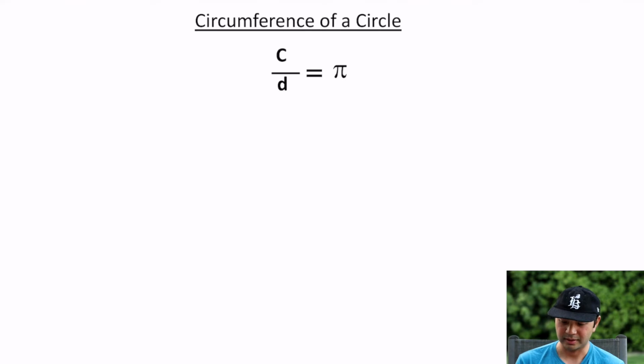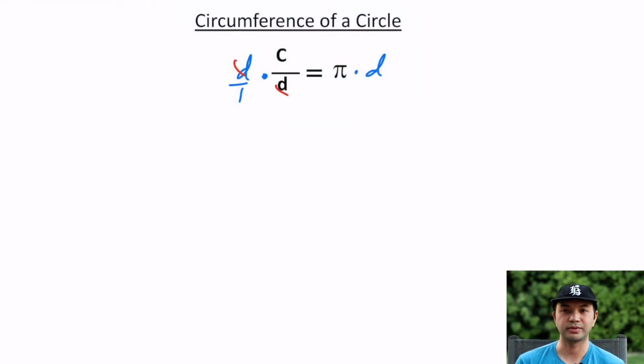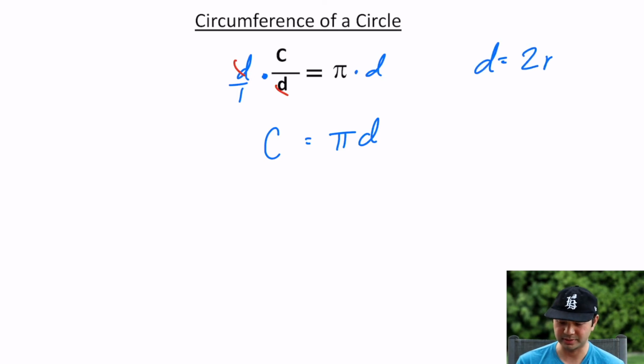So if I want to get the circumference by itself, it's being divided by d. To get circumference by itself, I'm going to multiply both sides by the diameter, like that. You can cross-cancel the d's, and now I'm left with circumference on the left side, which means circumference equals pi times the diameter. And if we remember from before, we said earlier that the diameter is 2 times the radius. So another way to also say this is circumference equals pi times, well, we said it's 2r.